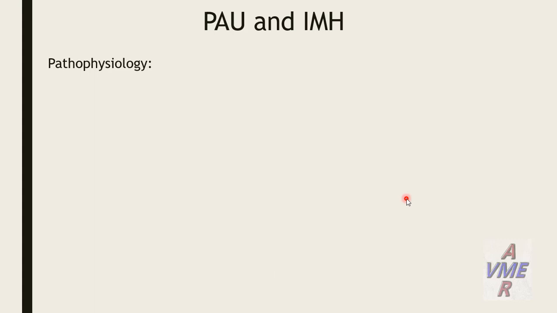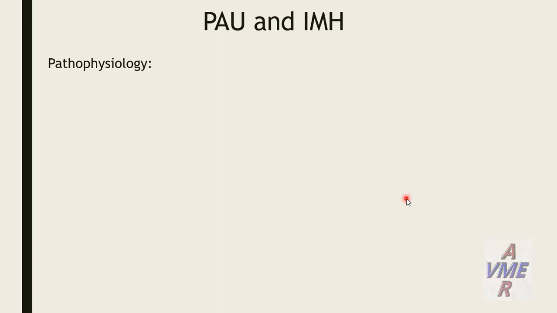Hello everyone, today we are discussing the topic penetrating aortic ulcer and intramural hematoma. We have discussed the meaning of acute aortic syndrome in the form of aortic dissection, penetrating aortic ulcer, intramural hematoma, and aortic aneurysm, rapidly expanding or symptomatic, and trauma.